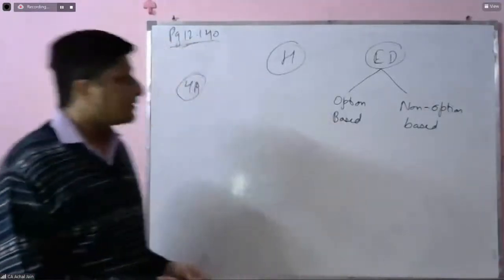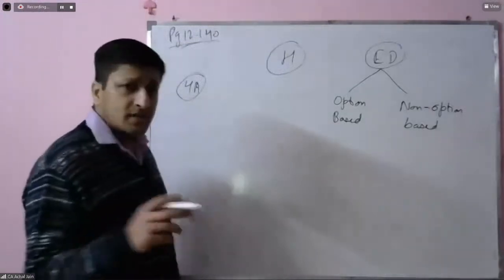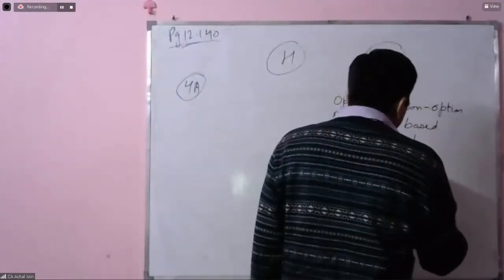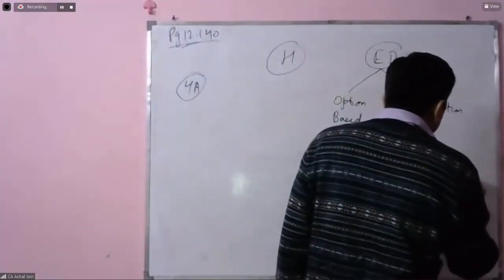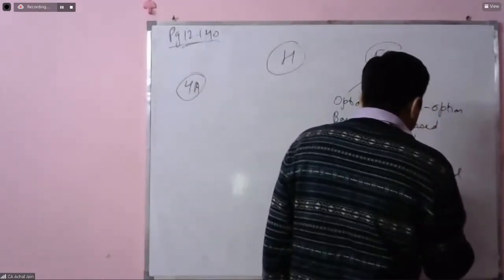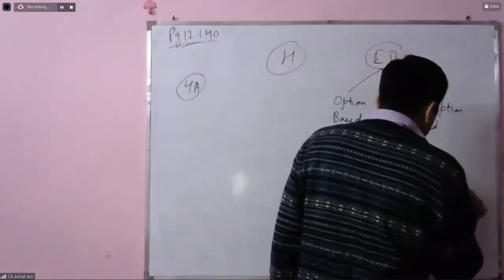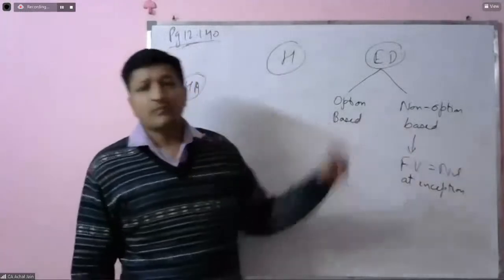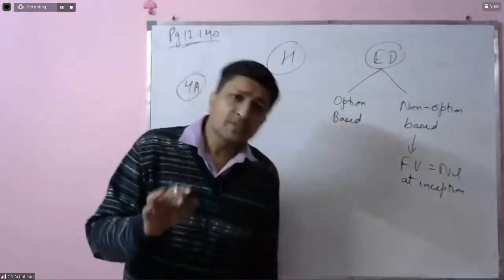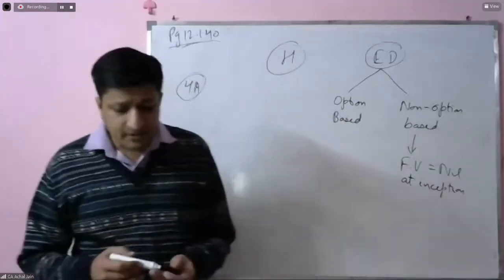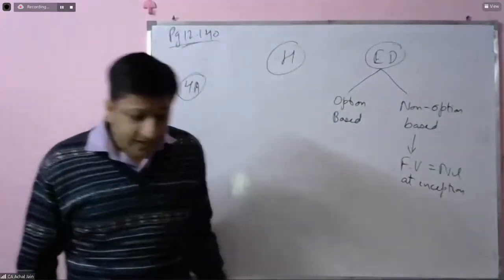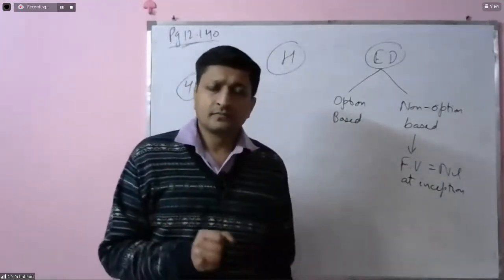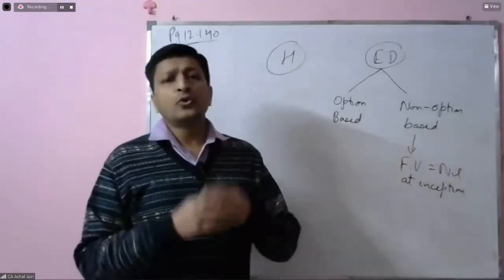No. Now, coming back to what this is saying. This is saying that a non-option based derivative will always have fair value equal to nil at inception. It is saying the fair value of these types of derivatives should always be nil. And there is a reason for this. They are saying, how do you determine the fair value? Fair value should include two components.